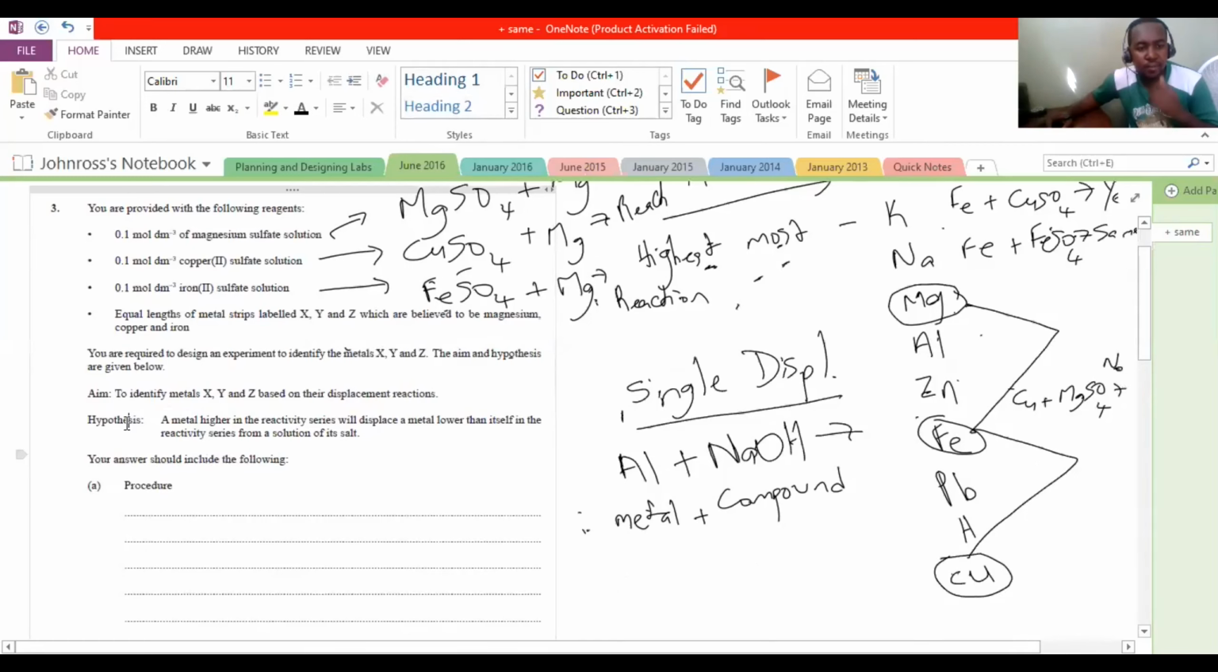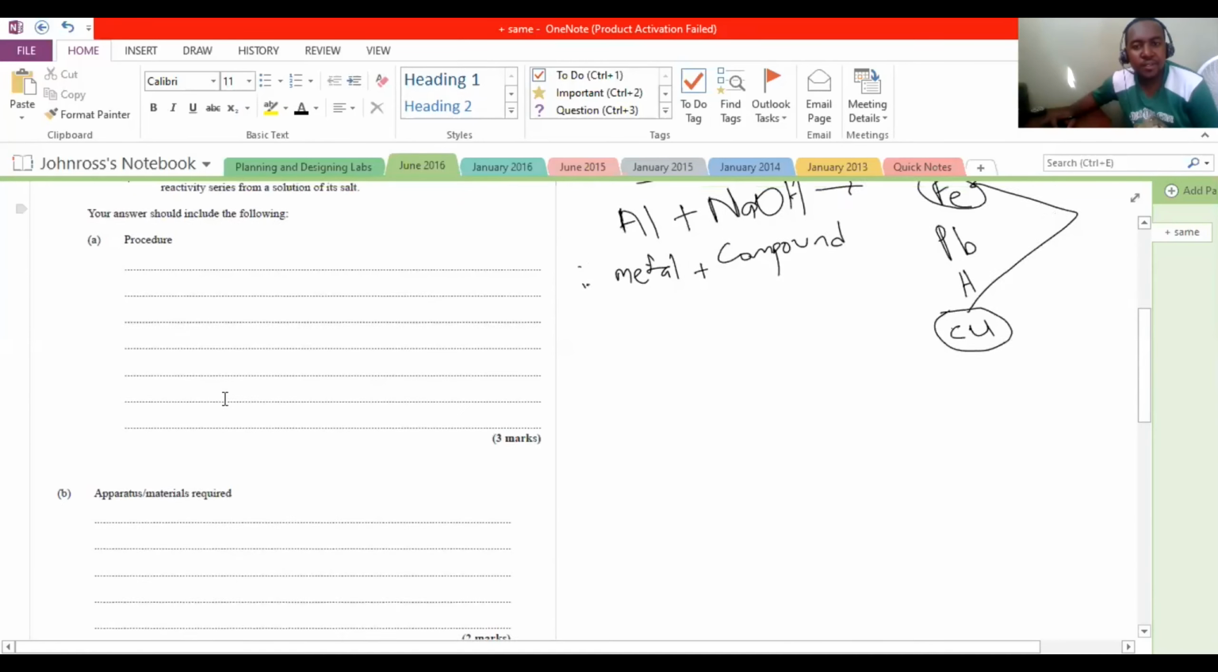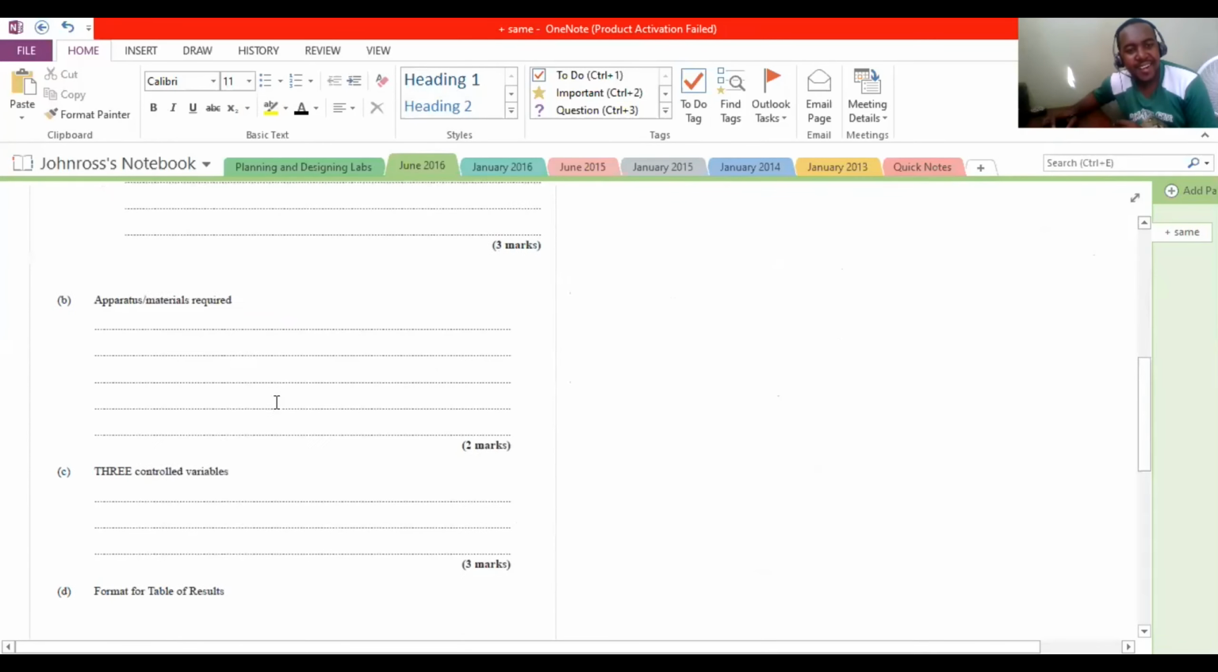The question gives us the aim, which is to identify the metals X, Y, and Z based on their displacement reactions. And our hypothesis says that a metal higher in the reactivity series will displace a metal lower than itself in the reactivity series from a solution of its salt. Your answer should include the following: the procedure. So now we need to write a procedure that will tell us how we are able to prove that X is this metal, Y is this metal, and Z is this metal. All we did here, we're just going to put it in words now. So let's go.